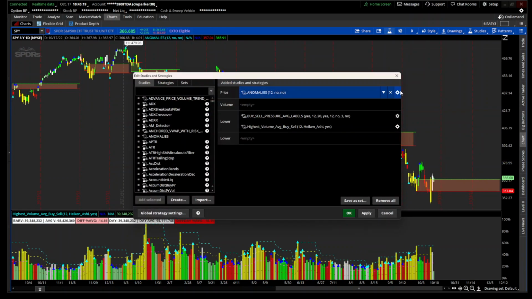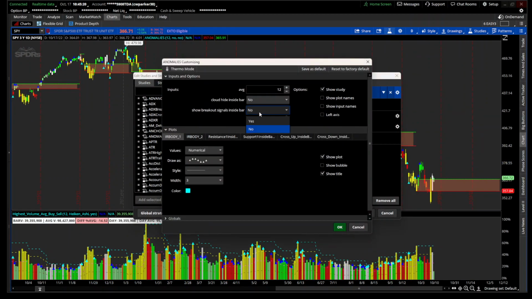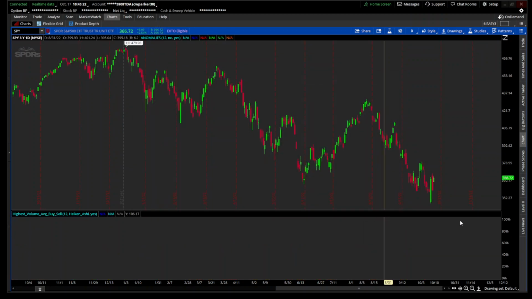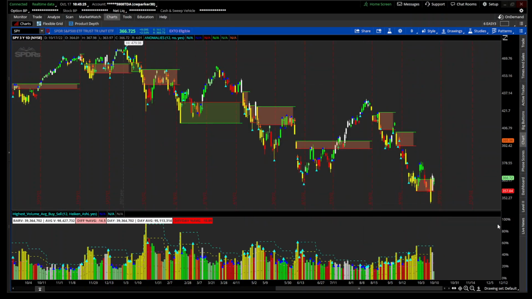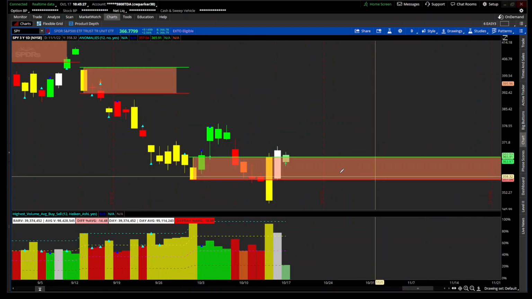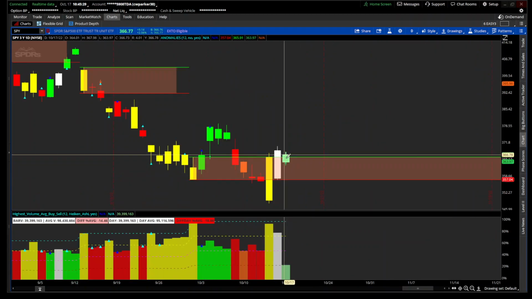You can add in and show these breakout signals, and it's just going to put an arrow where price breaks out of those areas. You can see right here today, price is trying to break out of that.